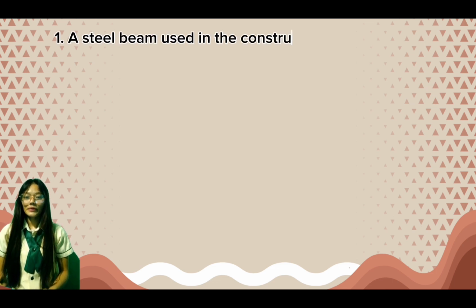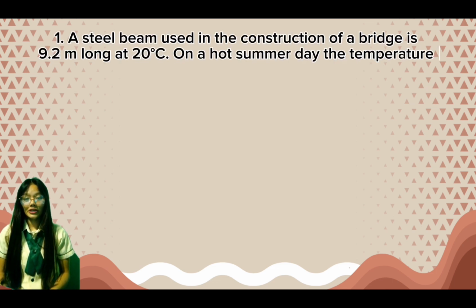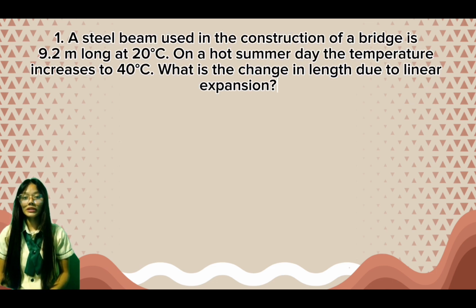So, I have here the sample problems in applying the volume expansion formula. Number 1. A steel beam used in the construction of a bridge is 9.2 meters long at 20 degrees Celsius on a hot summer day. The temperature increases to 40 degrees Celsius. What is the change in length due to linear expansion?